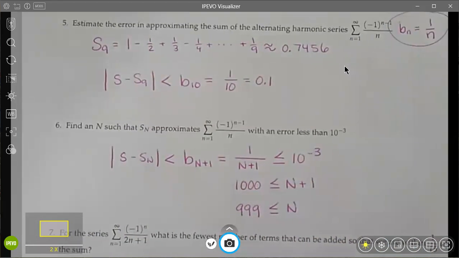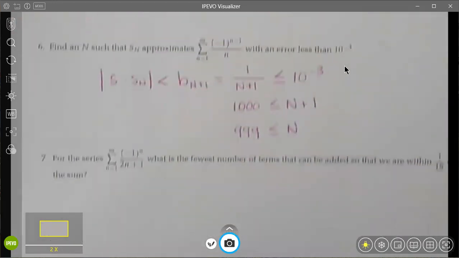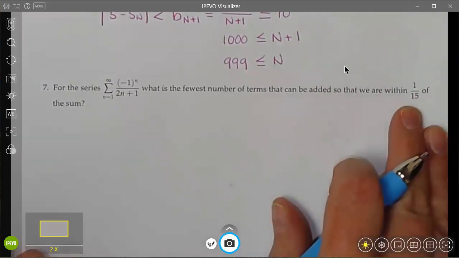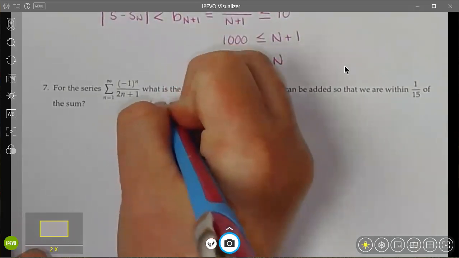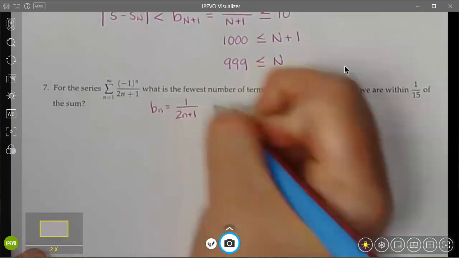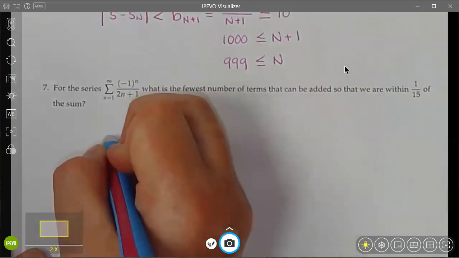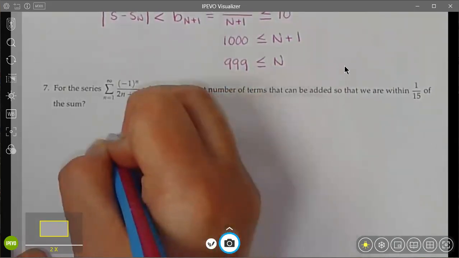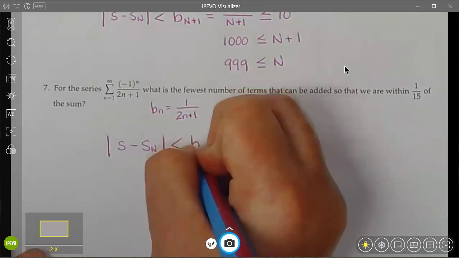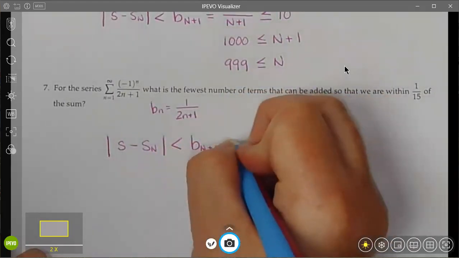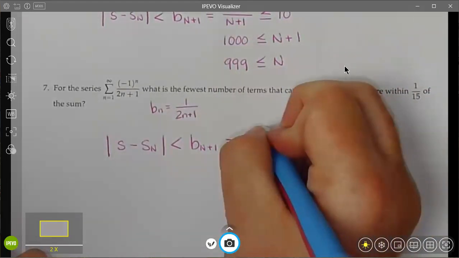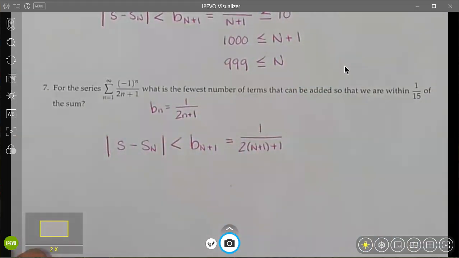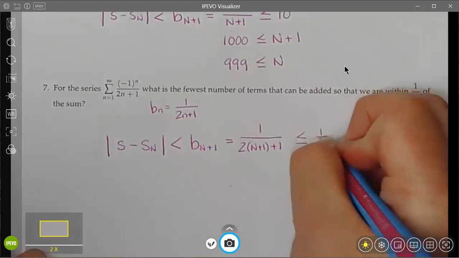All right, and then one last example, we're going to use a different series this time. So I have negative 1 to the n over 2n plus 1, and we want to be within 1/15 of the true sum. Now my b sub n here is 1 over 2n plus 1, taking that blinker off. And we'll start out the same way. The formula is the magnitude of the true sum s minus the partial sum sn is less than the n plus 1 term in the sequence. So I can plug this n plus 1 in, and I get 1 over 2 times n plus 1 plus 1. And I want that to be less than or equal to 1 over 15.